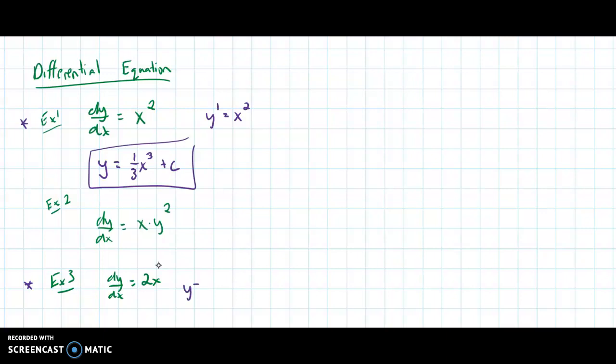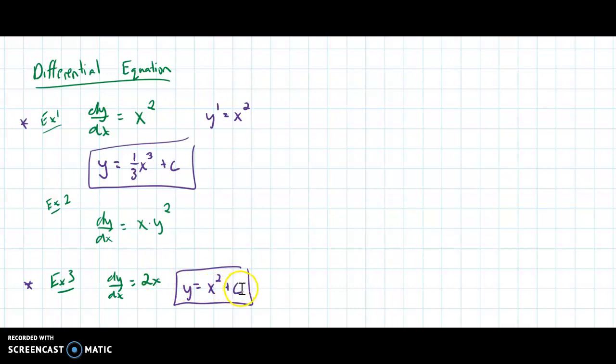Okay, hopefully you said, all right, I integrate the left side, I get y. I integrate the right side, I get x squared plus a constant. So when we talk about differential equations, we can talk about solutions to differential equations. So this right here is the general solution to that differential equation. It's general because it has this plus c.